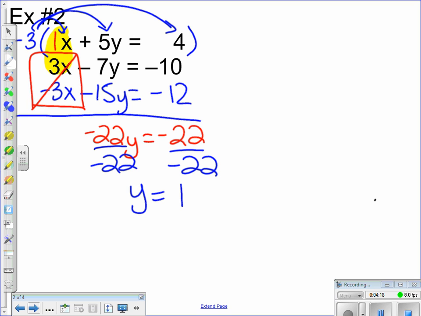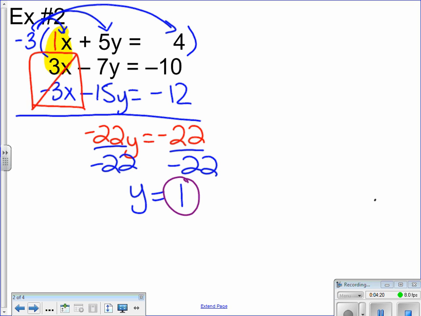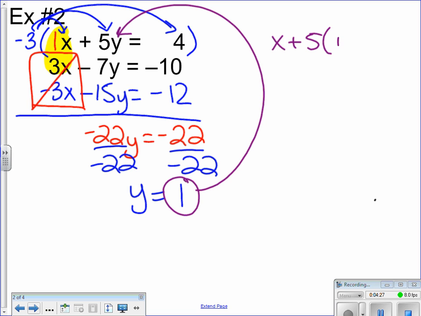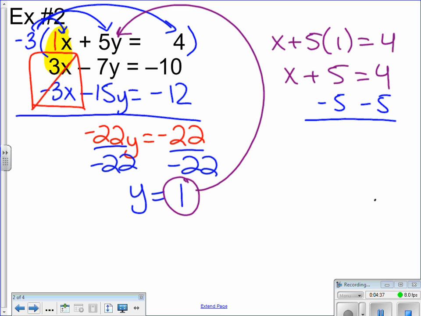Now don't forget to take that y and go back to the beginning and plug it in. So x plus 5 times 1 equals 4. 5 times 1 is a quick 5. Subtract 5 from both sides, and x is equal to negative 1. And then lastly, put your answer as an ordered pair with the x first. And that's how you multiply by negative 3 and use elimination to solve example number 2.